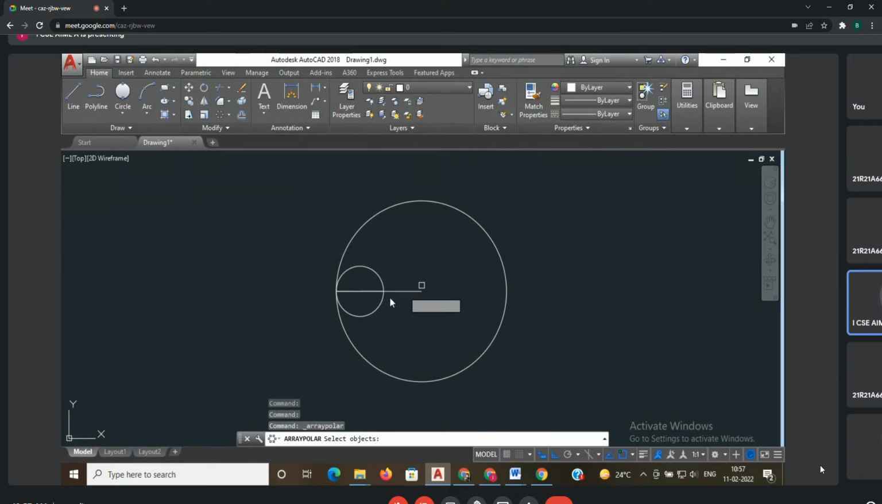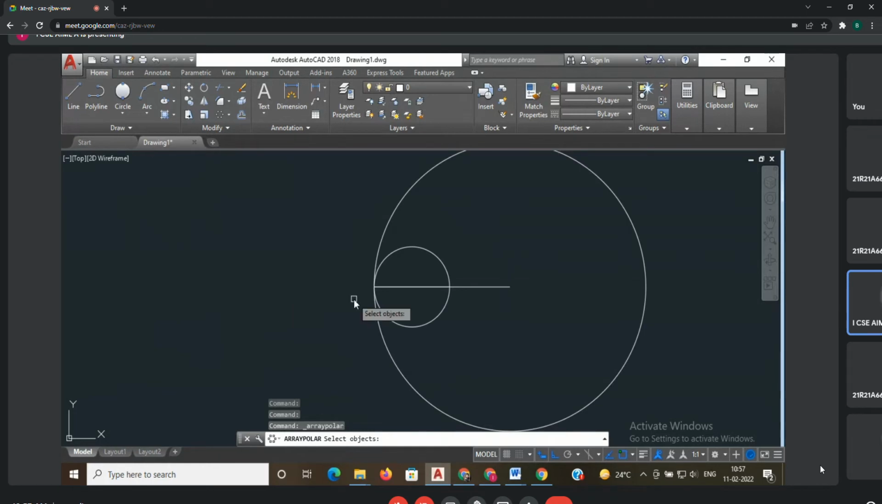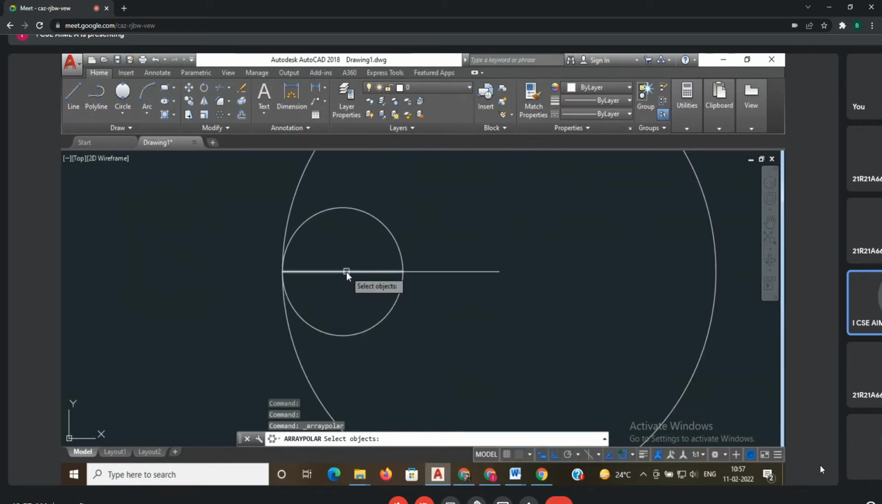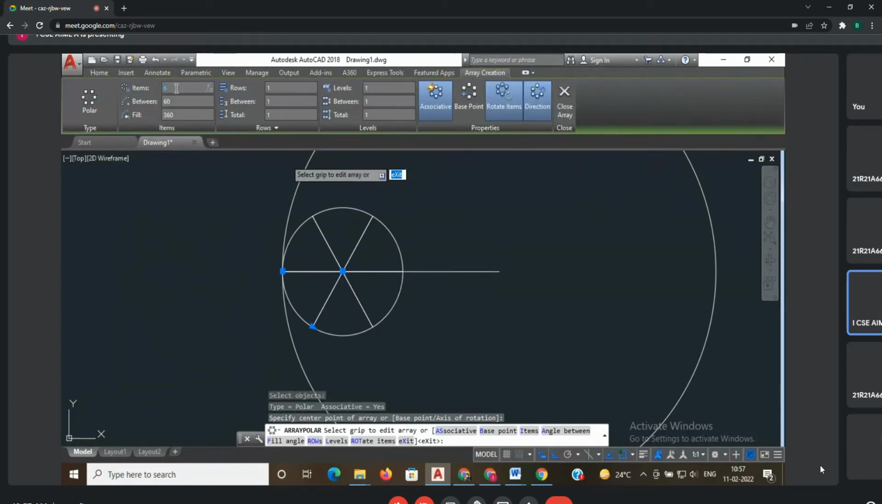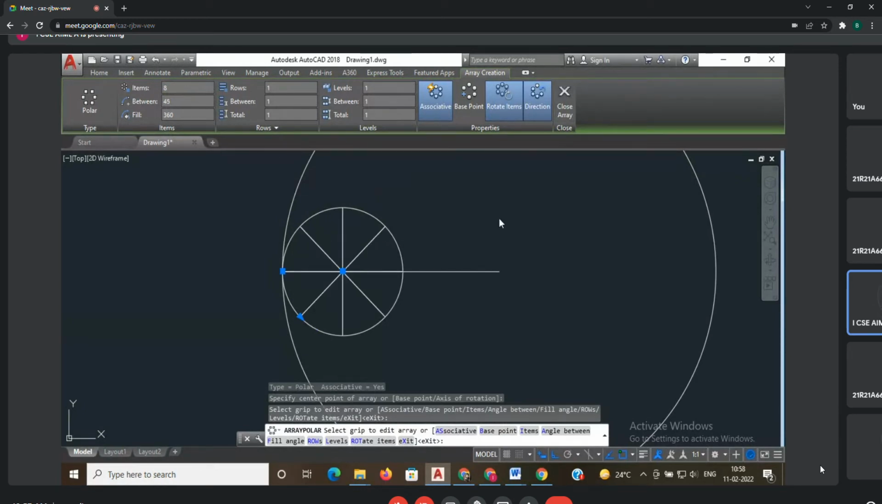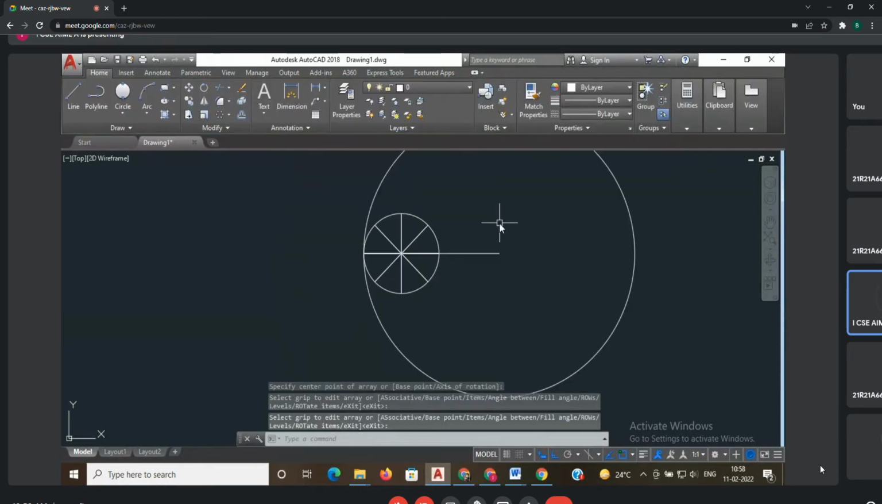If it is epicycloid outside, the procedure will be the same. Then polar array, select the line, press enter, select the midpoint of the circle, meaning the small circle midpoint, then change the items as 8. Already I told you that minimum 8 we need. Okay, 8 divisions. Done.